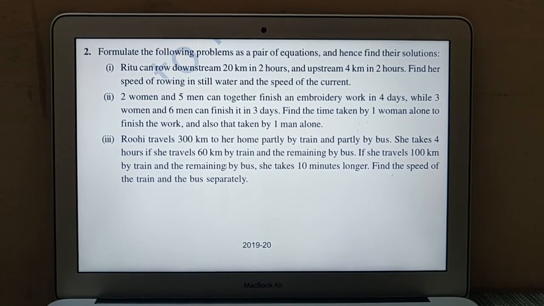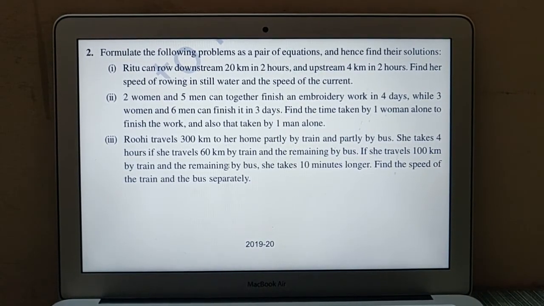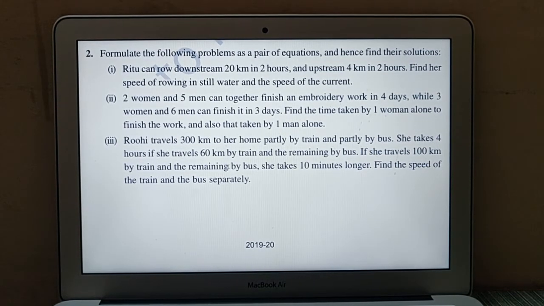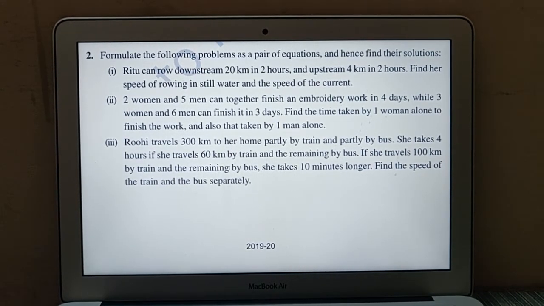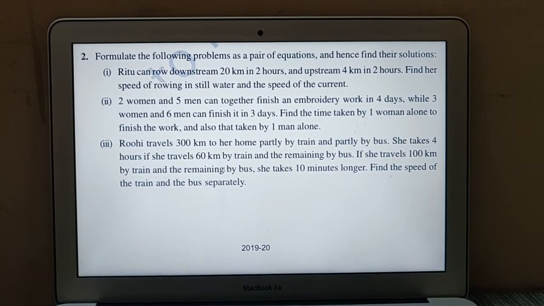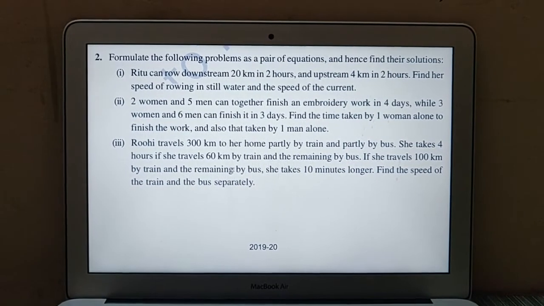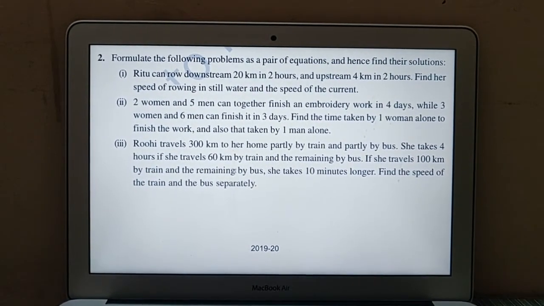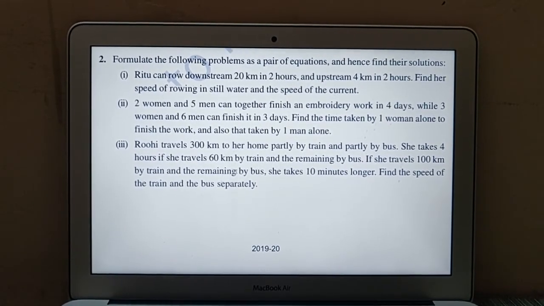Now look at the third part. It's given that Ruhi travels 300 km to her home partly by train and partly by bus. The total distance she is traveling is 300 km. The first case: she takes 4 hours if she travels 60 km by train and the remaining by bus. So if she travels 60 km by train, automatically 240 km she travels by bus. In that first case the time traveled by train plus bus is 4 hours.